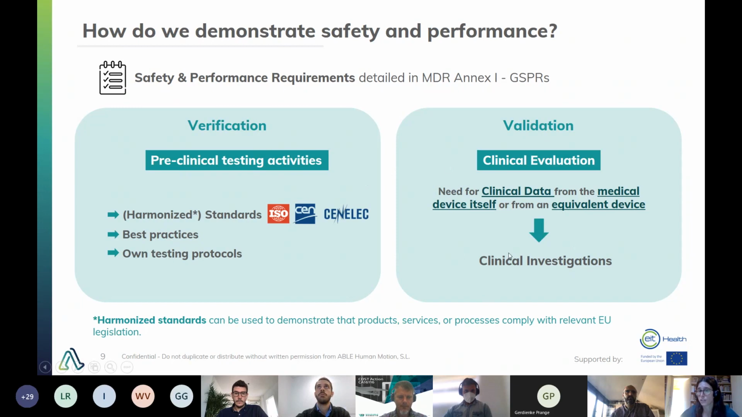And then validation activities usually involve human subjects. Here we have, for example, usability studies and all the clinical evaluation of our product. And the MDR especially requires clinical data to support the safety and performance of a device. This clinical data can come from our own medical device or from an equivalent device. Later on, we will talk a little bit more about how to demonstrate equivalence. And if we aim to include clinical data from our own device, we will for sure need to perform clinical investigations, which are also subject to some regulations.